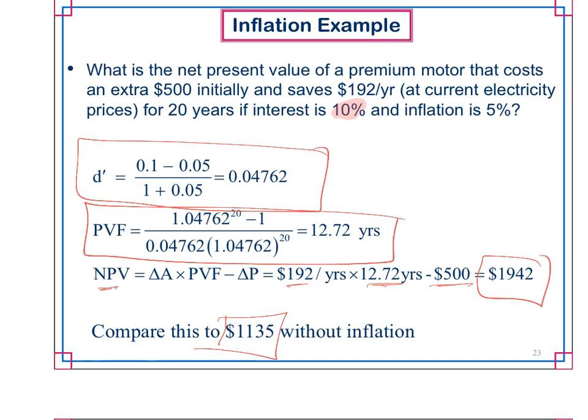This one is really helpful, right? If you get confused, always go ahead and do your units. You'll notice $192 per year times the number of years. When you multiply that out, that becomes dollars. And $500 is just dollars, so you can actually compare things in terms of our unit conversions.